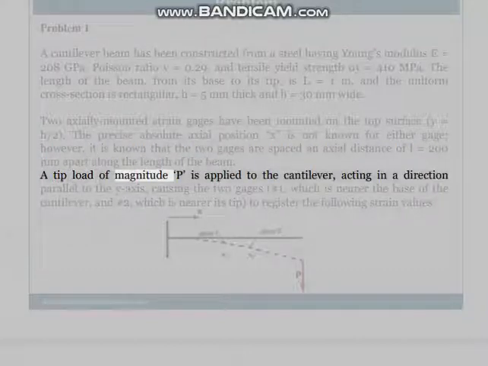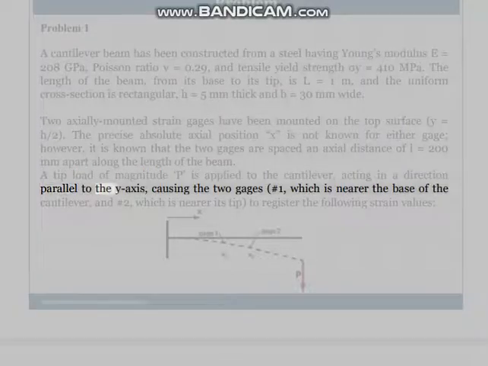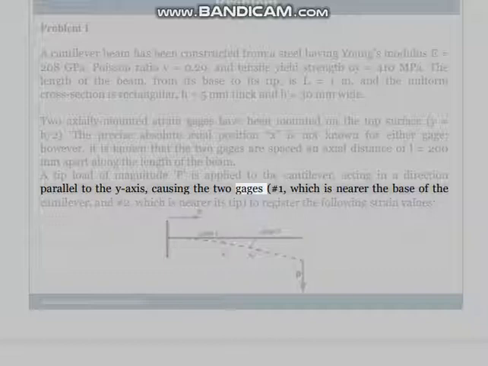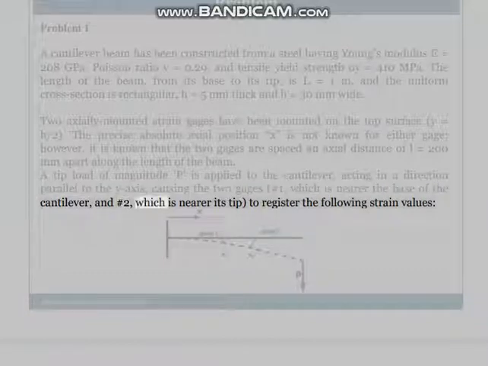A tip load of magnitude P is applied to the cantilever, acting in a direction parallel to the axis, causing the two gauges, number 1, which is nearer the base of the cantilever, and number 2, which is nearer its tip, to register the following strain values.